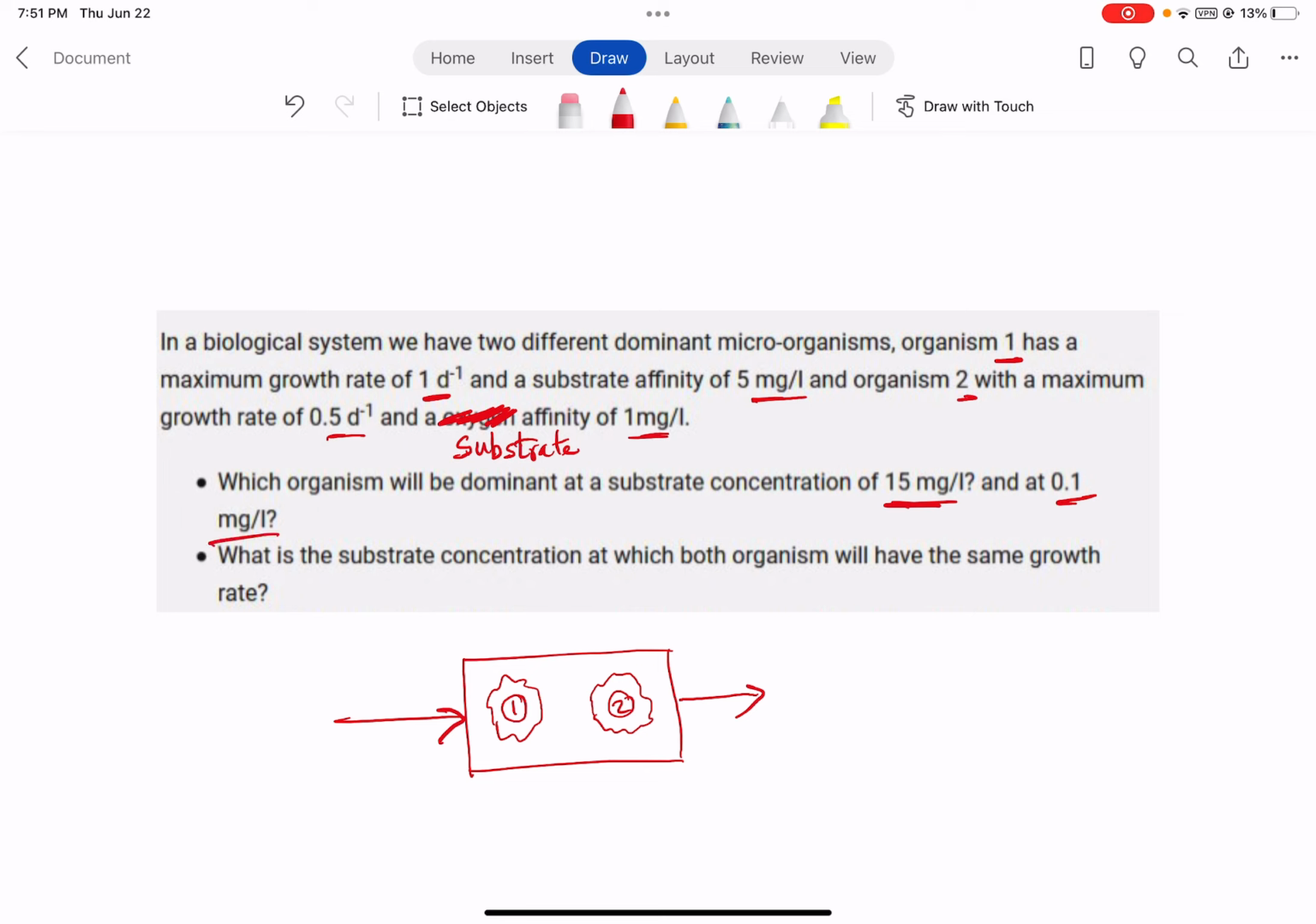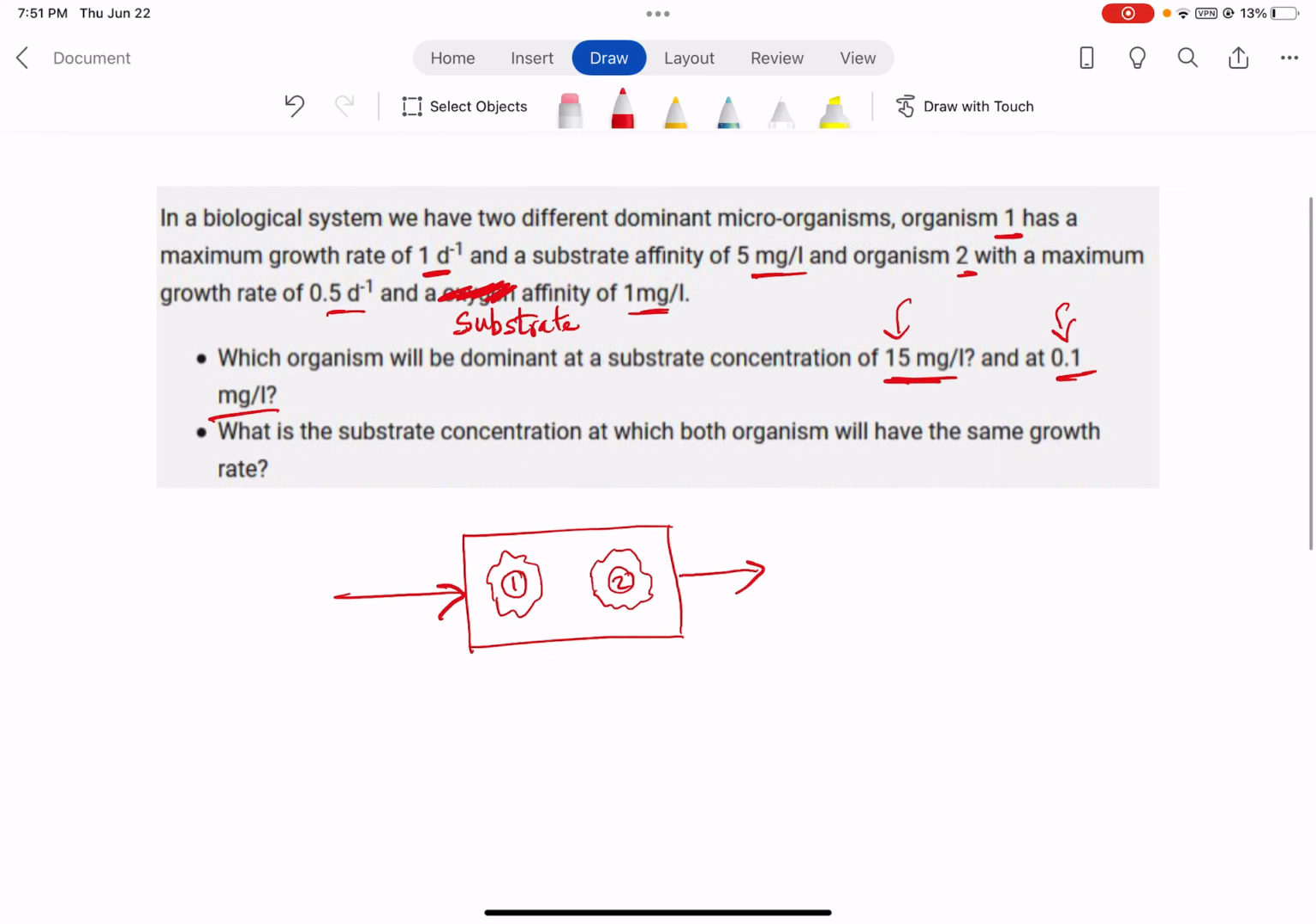Remember, 0.1 milligram is a very low amount of food, and the other might be a huge amount of food. So which one of them will be dominant at high concentration of substrate, and which one will be dominant at 0.1 milligram per liter? Let's just solve this one. Let's see the dominant organism at 15 milligram per liter, and that is S, substrate S.